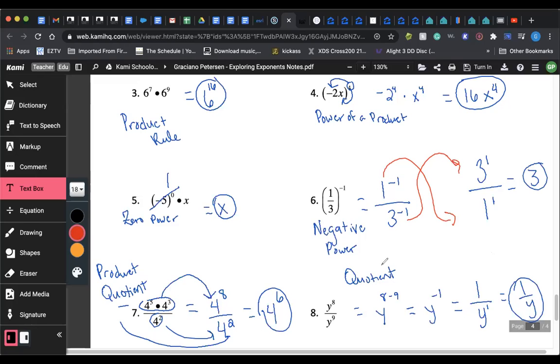So we use the quotient rule here to simplify it. And then to finalize it, we have to actually use the negative power rule. So the answer is you never have the answer with a negative, right? Correct. Exactly. You always try to get rid of a negative if you can.